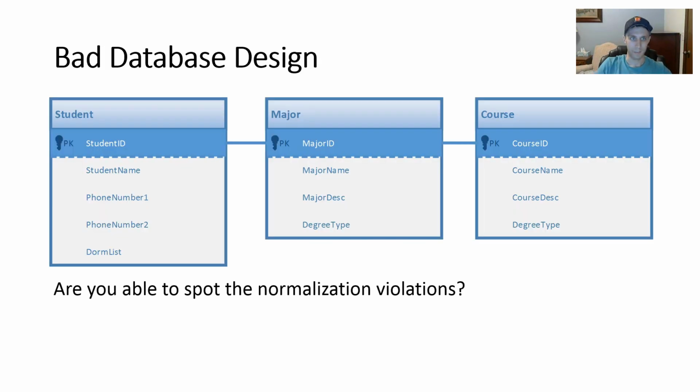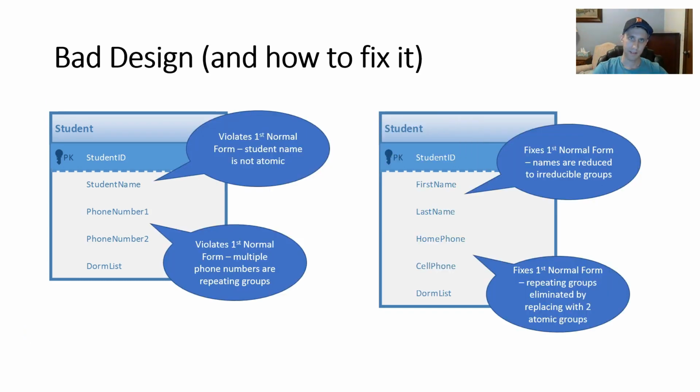Bad database design. Right here we have an example of three tables that are implementing various degrees of normal form violation. Can you spot them? I'll give you 5, 4, 3, 2, 1. I don't know. Let's move on. So, bad design and how to fix it.